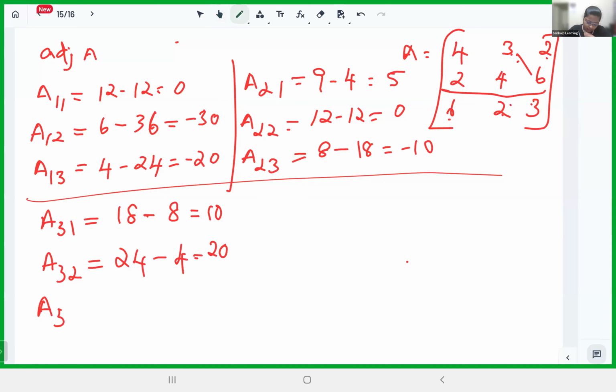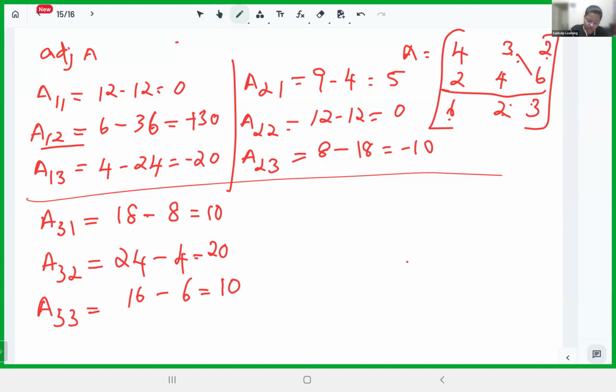And what is A33? A33 means this is the third row and this is the third column. So 4 into 4 is 16, minus 2 into 3 is 6. So this is equal to 10. So 1 plus 2 is 3, right?